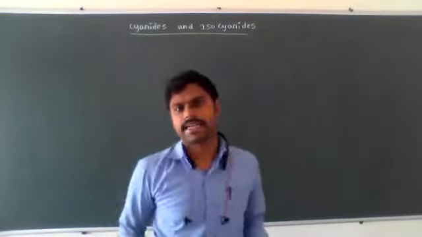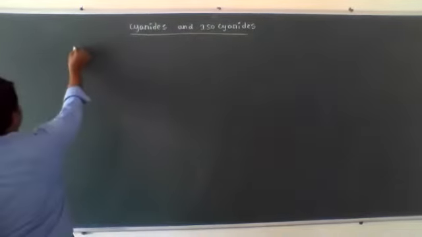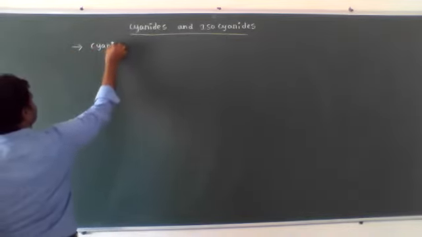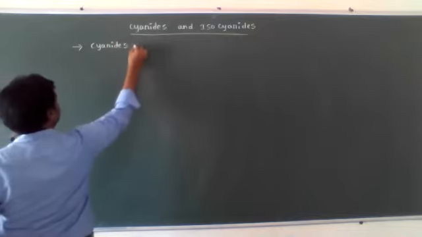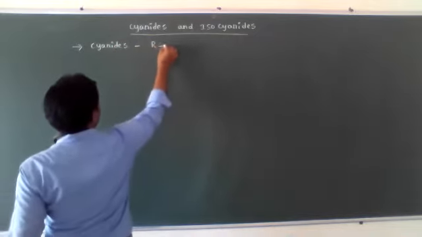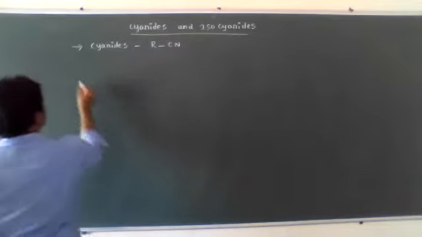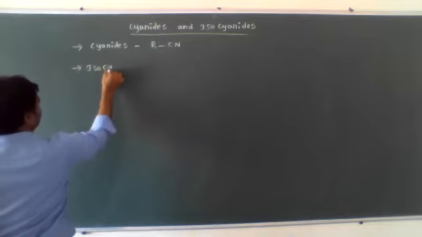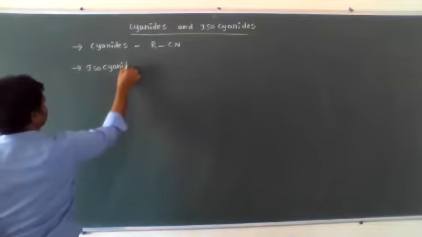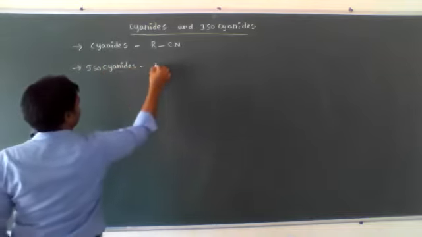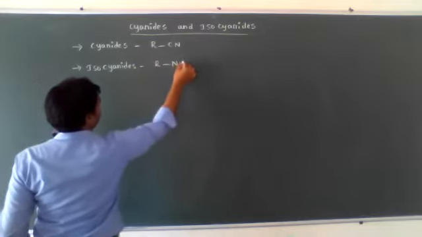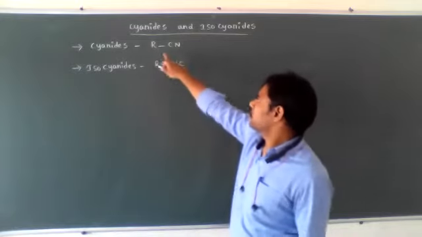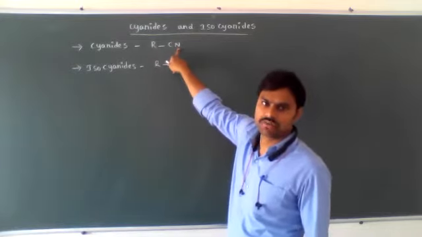Okay, listen, cyanides. What is the general formula of cyanides? Cyanide general formula is RCN. Isocyanides, RNC. Once you observe both general formulas, cyanides RCN, CN is the functional group.